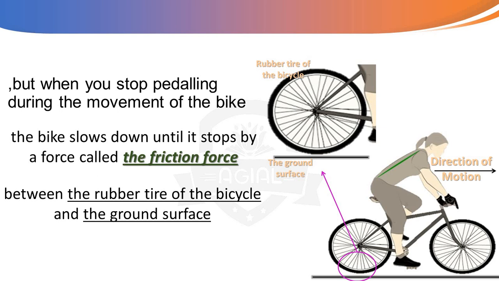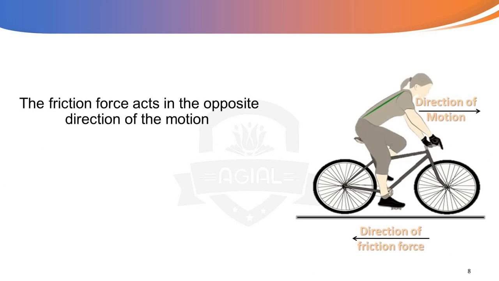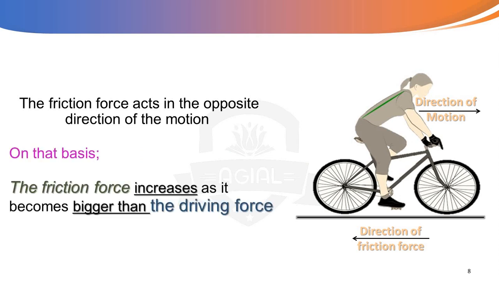This friction force happens between the rubber tire of the bicycle and the ground surface or the road. The friction force acts in the opposite direction of the motion. Based on that, the friction force increases until it becomes bigger than the driving force. It means that the negative force is bigger than the positive force.